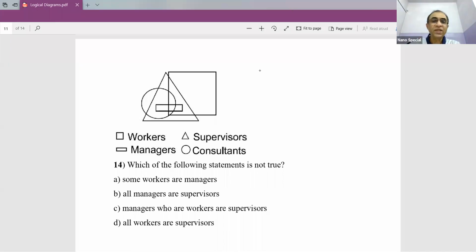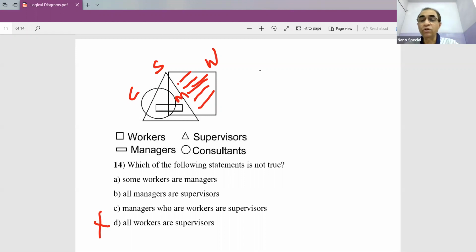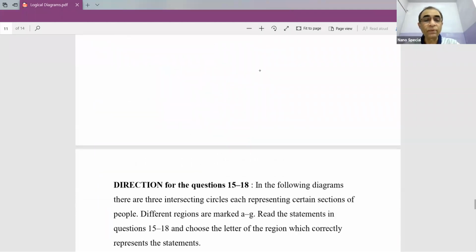Okay, let's see quickly. Some workers are managers. We know that because if you see, this is managers, this is consultants, this is supervisors, and this is workers. So some workers are managers. We know that. All managers are supervisors. That also we know. Managers who are workers are supervisors. All workers are supervisors. Now, this is not true. There are a whole lot of workers who are not supervisors. So this is definitely not true. Answer is D. Let's quickly go on.